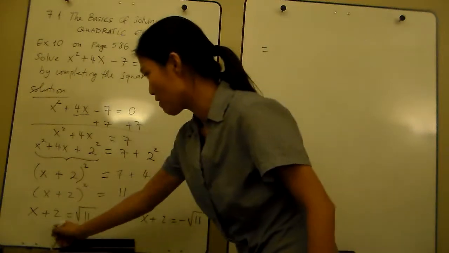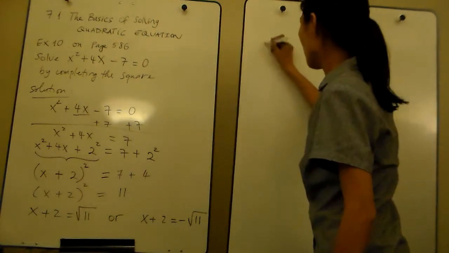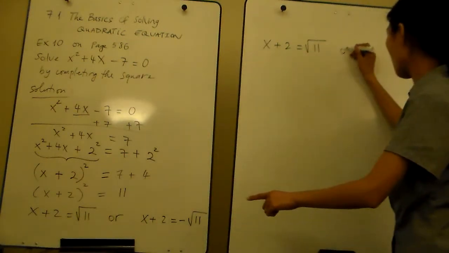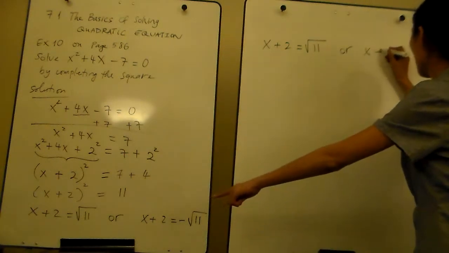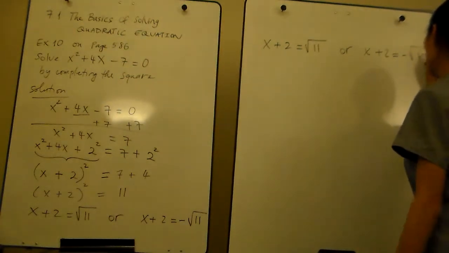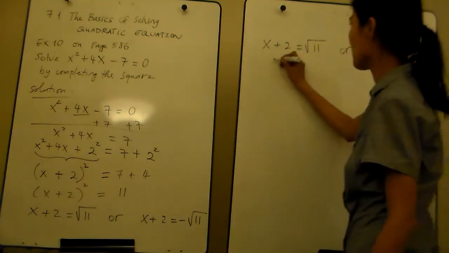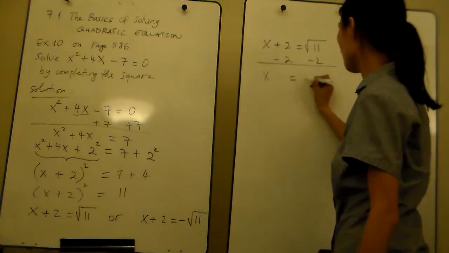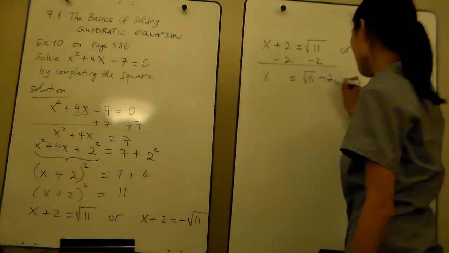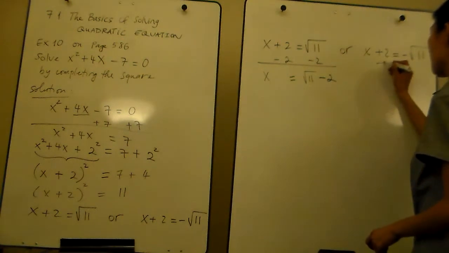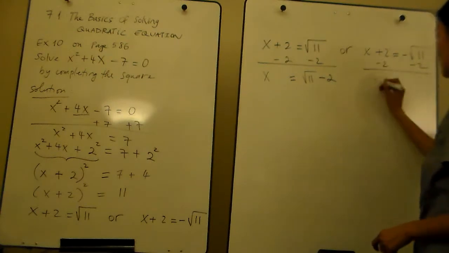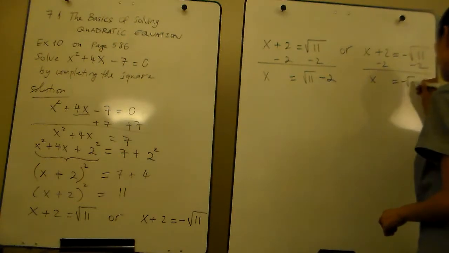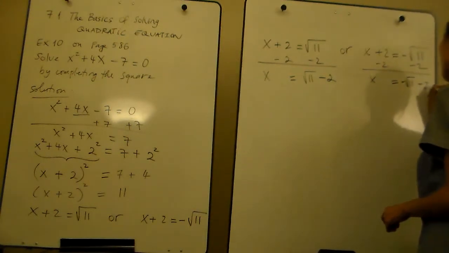So simplify by solving for x. So let me rewrite this. We have x plus 2 equal to square root of 11, or x plus 2 equal to negative square root of 11. Solving for x, you subtract 2 on both sides. So x here, this is 0, equal to square root of 11 minus 2. Solve for x, you subtract 2 on both sides. This is x, this is 0. You cannot combine them, so just rewrite as negative square root of 11 minus 2.